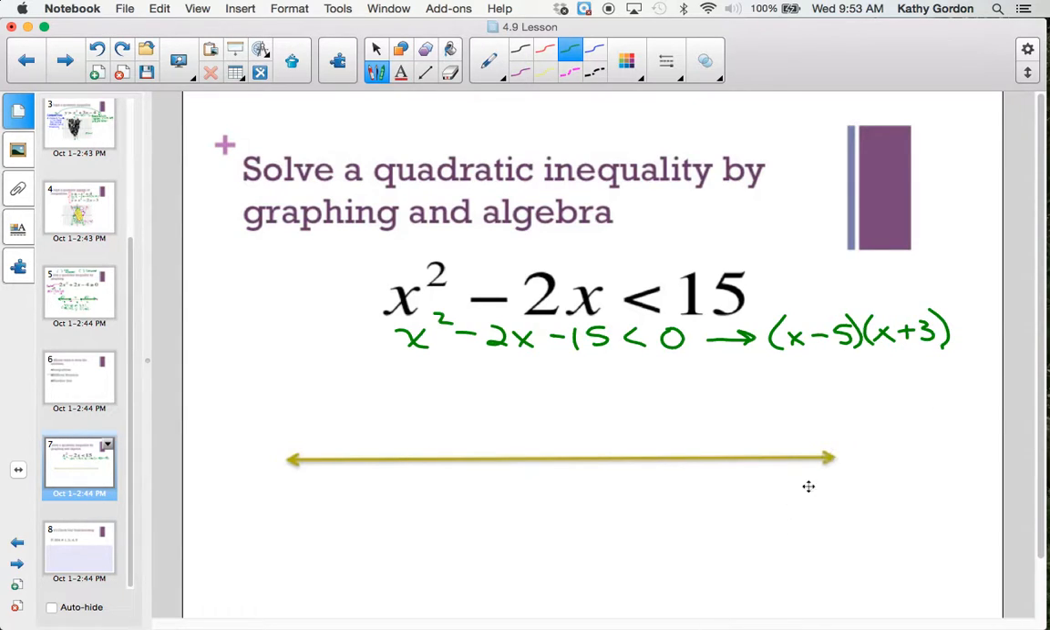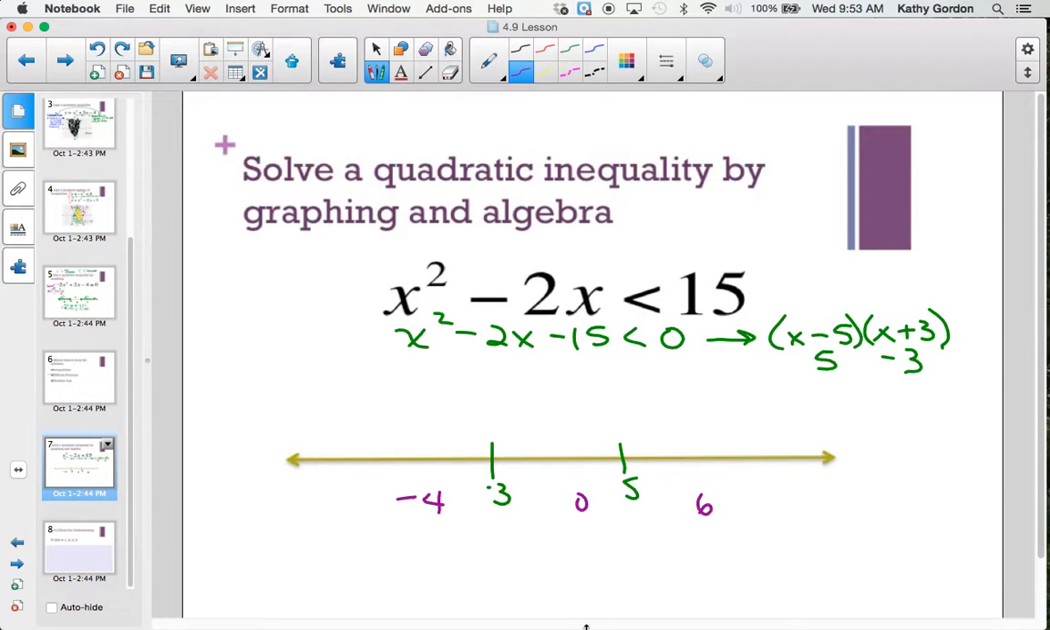Okay? So from those factors then, what are my x-intercepts? 5 and -3. So those are what my two tick marks are going to have to be. Which one should I label that one? -3. Good. All right. So what would be a good test point in this section? Oh, that's -4. This section? 0. This section?